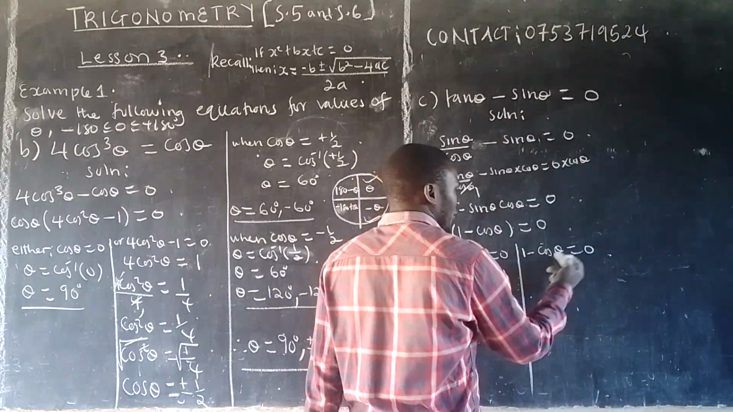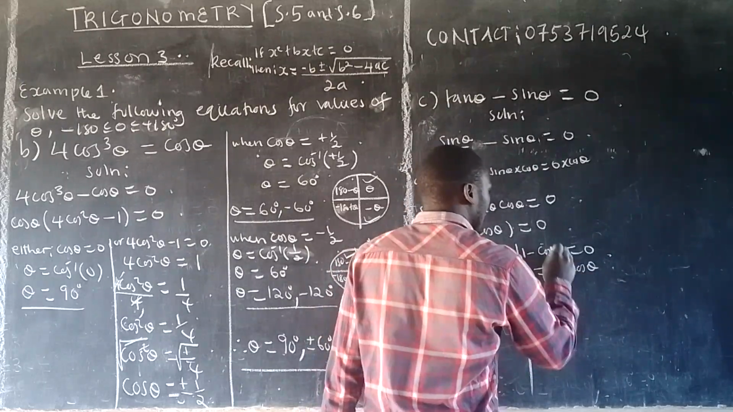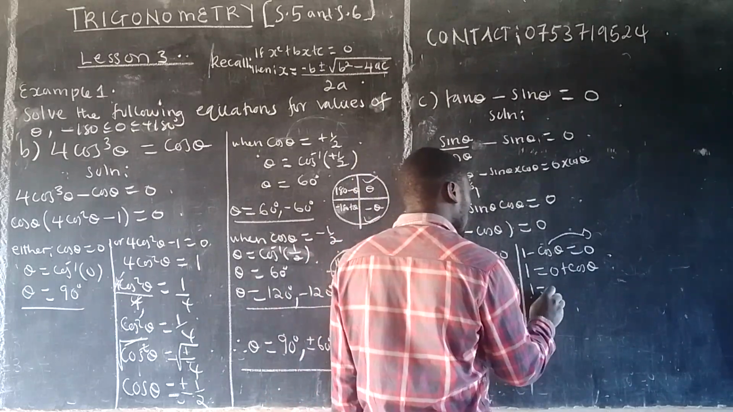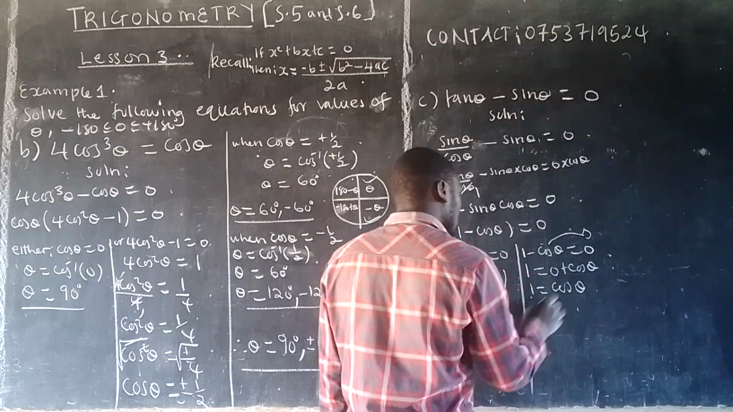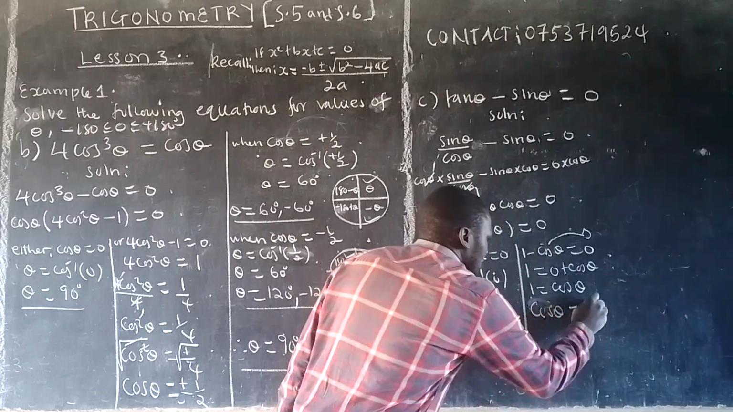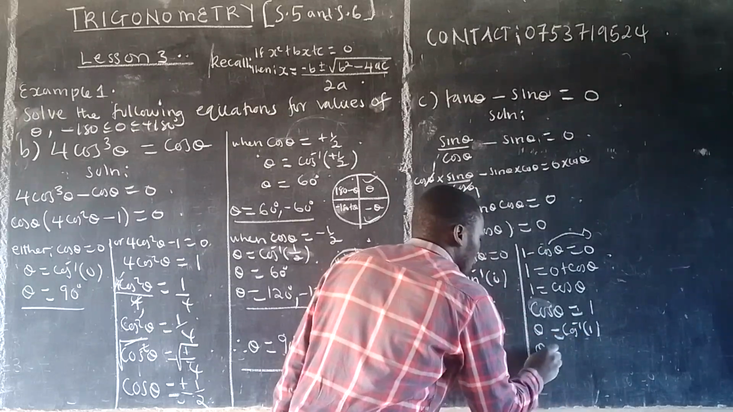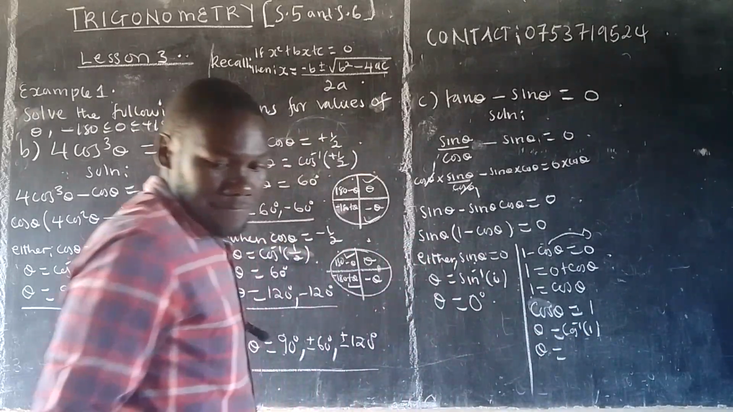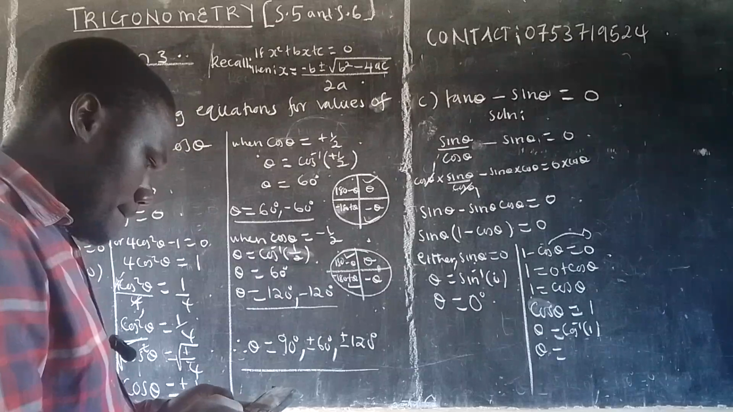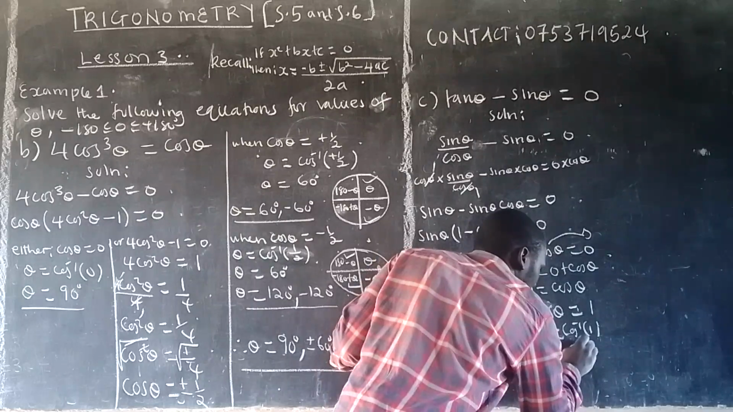Now for 1 minus cos theta, you can take this to the other side. That will be 1 is equal to 0 plus cos theta. Once you cross the equal sign, the negative becomes a positive. In simple terms, 1 is equal to cos theta. Therefore, cos theta is just equal to 1. So theta is equal to a cos inverse of 1. Cos inverse of 1 is 0.